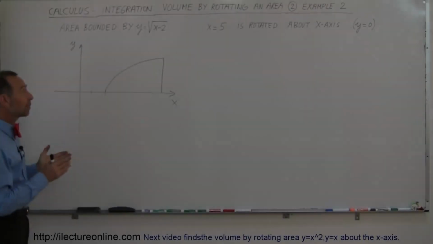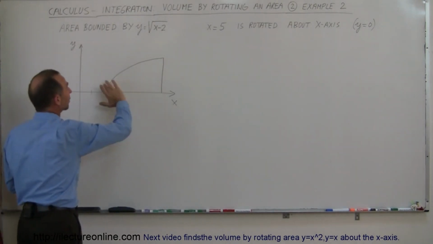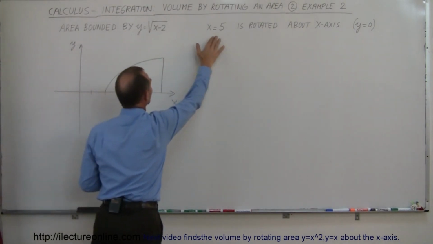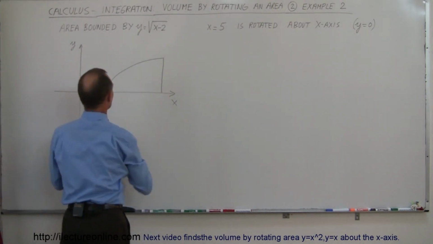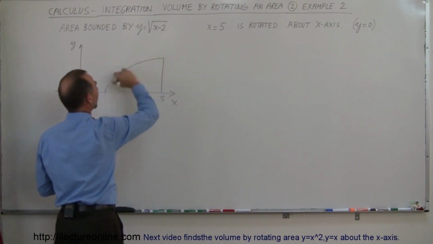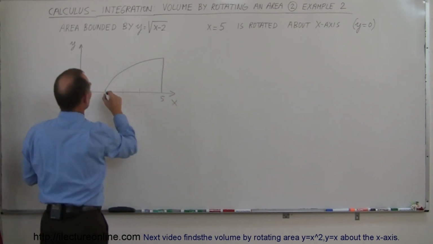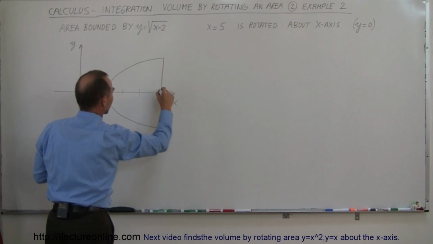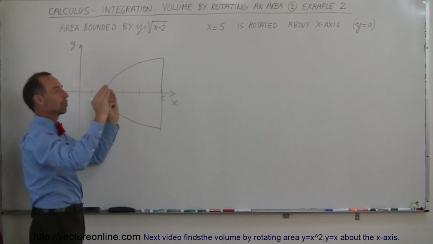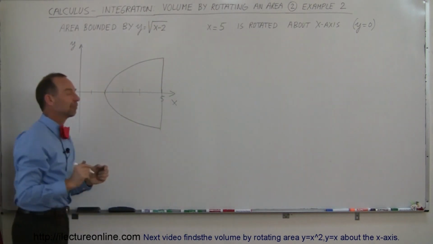And here's our next example of how to find the volume of something, where we take an area defined by some equations right here. We have y equals the square root of x minus 2, and x equals 5. X equals 5 is this line right there. So let's see, that's 3, 4, 5. And here's the equation, y equals the square root of x minus 2. And if we then rotate that about the x-axis, we get something like this that would then have a volume to it. So it's kind of like a bowl shape or parabolic shape object facing this way, positive x direction.